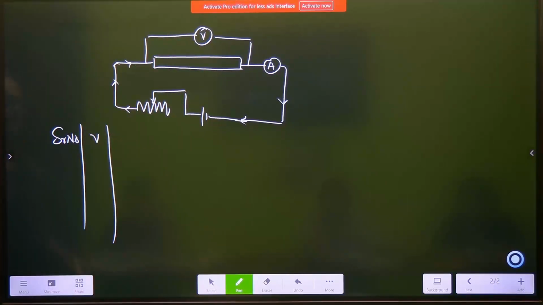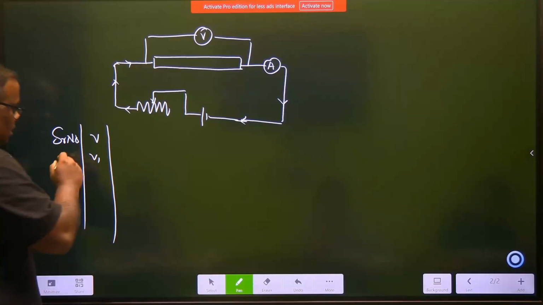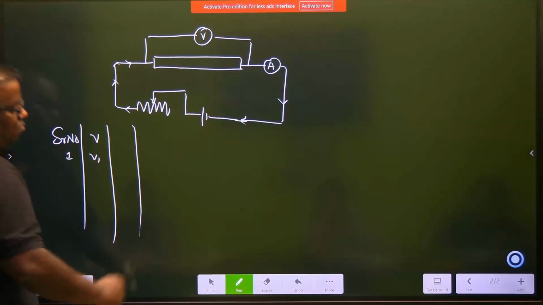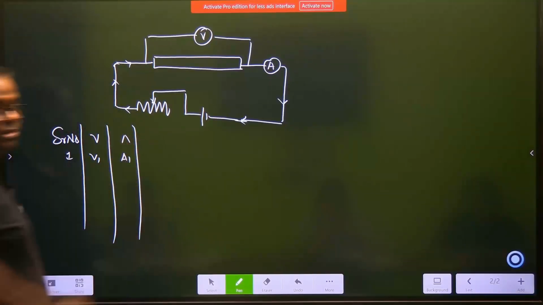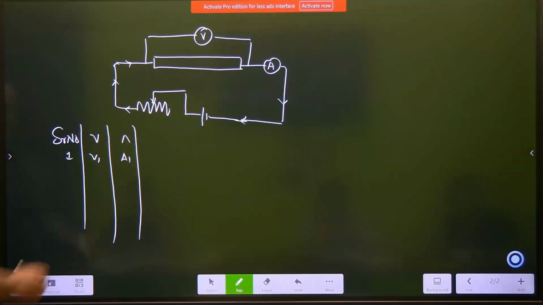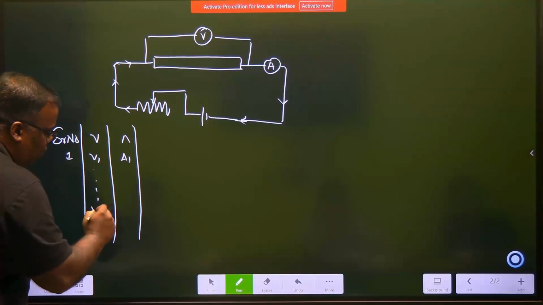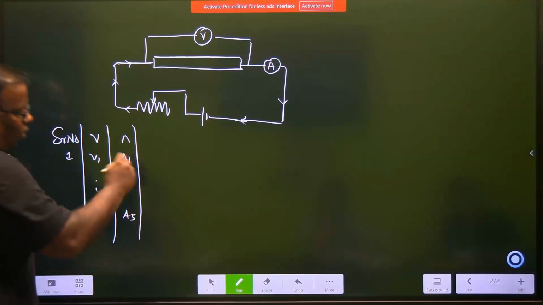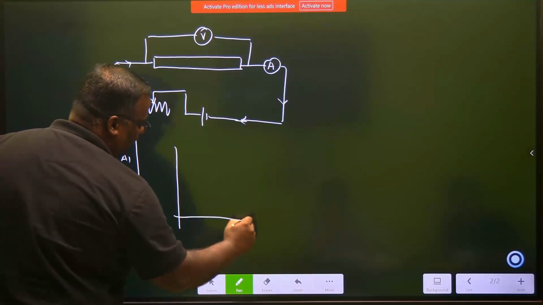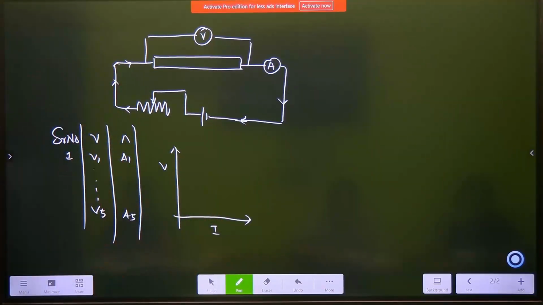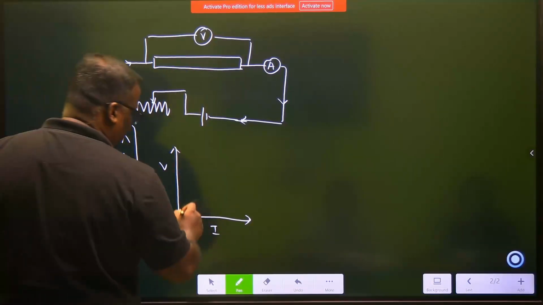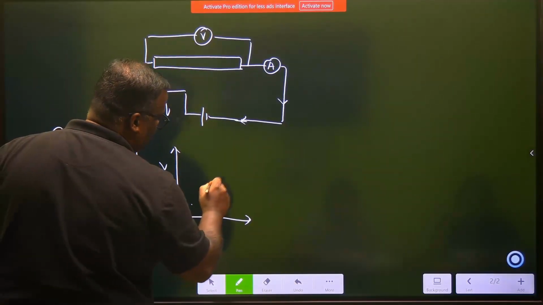So I say I have given a voltage V1 to this conductor, and this is my experiment 1. When I pass V1, on the ammeter I am getting a reading A1. Got it? Similarly, I take a couple of readings and say I have got V5, I get A5. Now all these I take on a characteristic. I take my V and try plotting V1, A1, V2, A2, V3, A3. So in an experiment, if the conductor is ohmic, you will find your points in this manner.